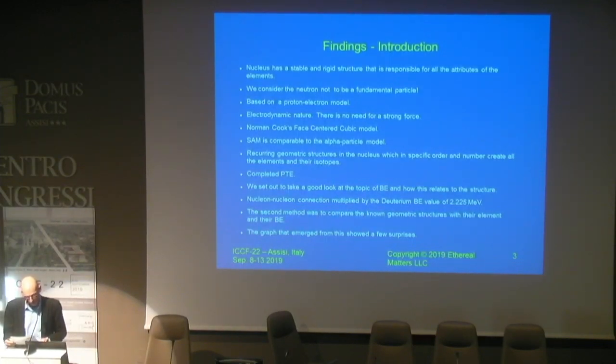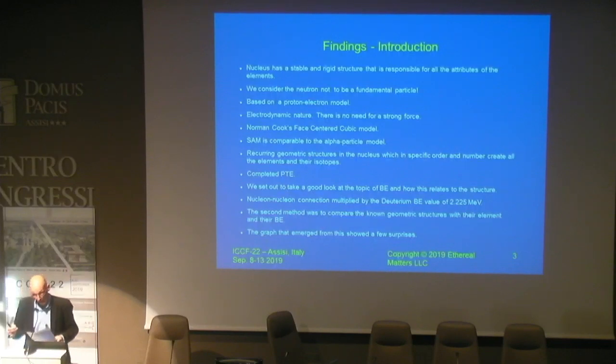We took each nucleon connection that is in the structure and multiplied that by the binding energy from deuterium, which is 2.225 MeV. The second method was to compare the known geometrical structures with their element and their binding energy, meaning each geometrical building block, or nuclet as we call them, has a fixed known binding energy value. The tetrahedron represents the helium nucleus, for example, and has a known binding energy of 28.297 MeV. Every time we see this nuclet, we know the binding energy therefore as well. So the total is simply adding up all the different nuclets with their binding energy, and we should have a complete binding energy for every element.